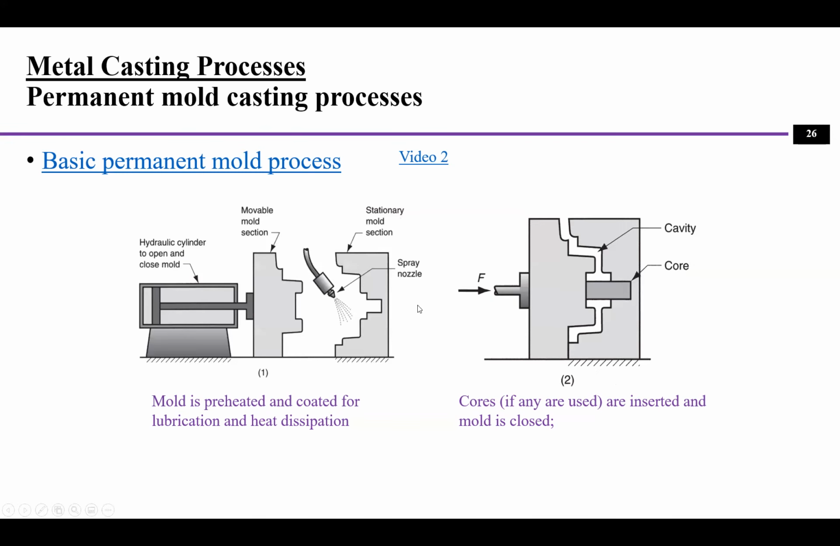Using this process, we can always use the same mold for multiple products, and it also increases the efficiency of the process, because it reduces a lot of the cycle time, and we don't need to make a new mold every time we make a product.